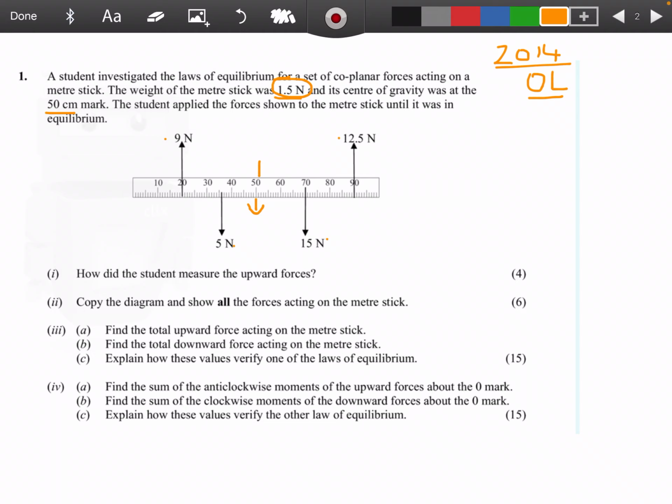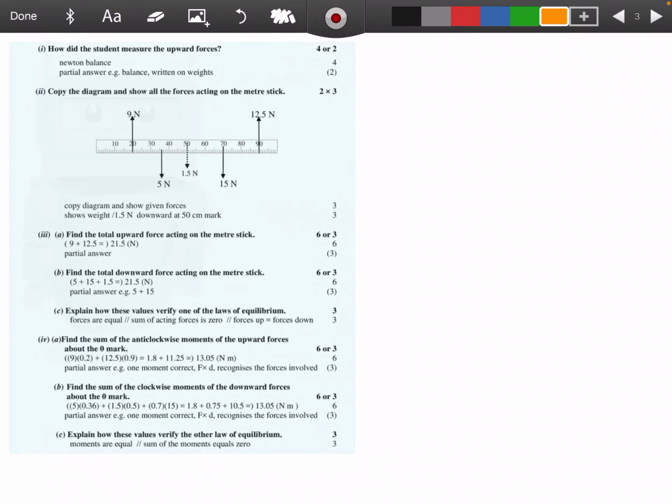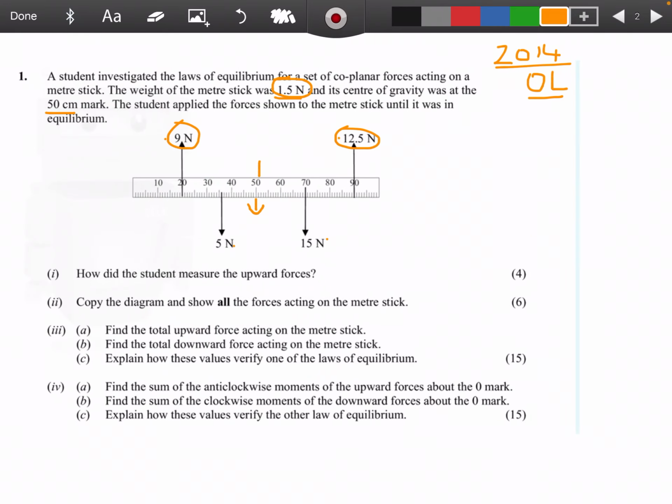First and foremost, how do we mark this? If you look back at your experiment, we know we've got our Newton balances there to do it with. I've got the marking scheme on the next slide, and you can see it there for 4 marks. It says copy the diagram, show all the forces acting on the meter stick. So you've got our diagram there, and I'm able to annotate over it luckily instead of having to redraw the whole thing.